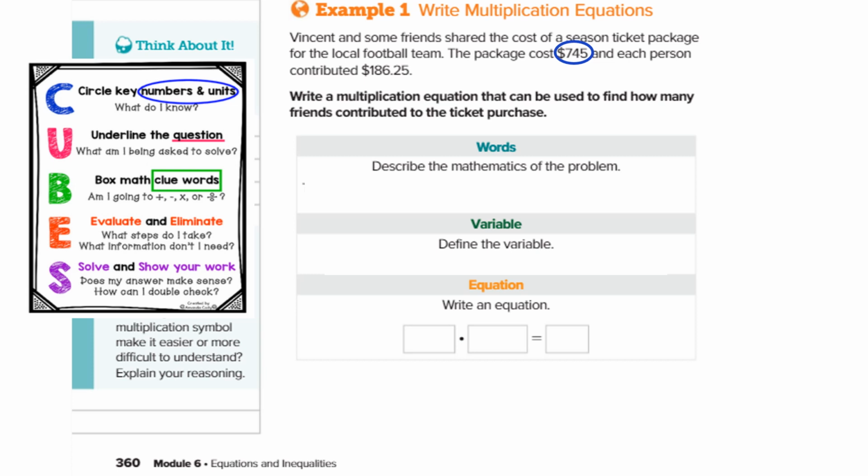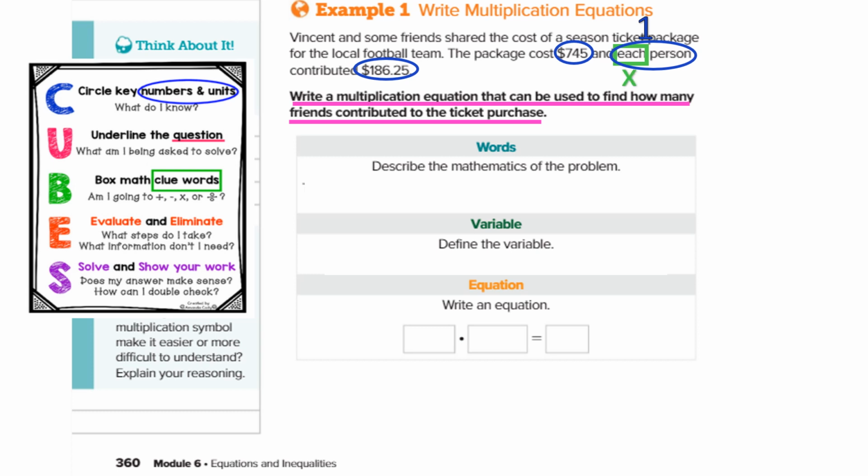Right? So I know that the cost was $745. Once again, each person was contributing, so that's just one person, and we need to know that amount is $186.25. Okay, so when I look at what I'm being asked to do, it's to write a multiplication equation, right? So we're going back to exactly what we had just done. And once again, we know we're multiplying.